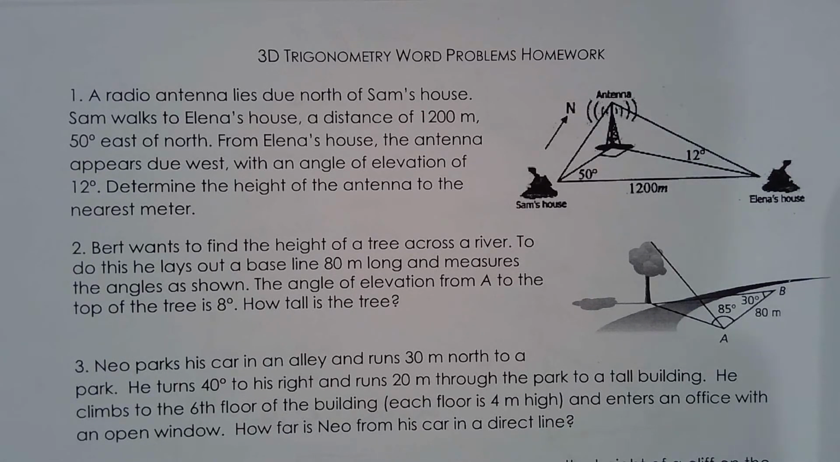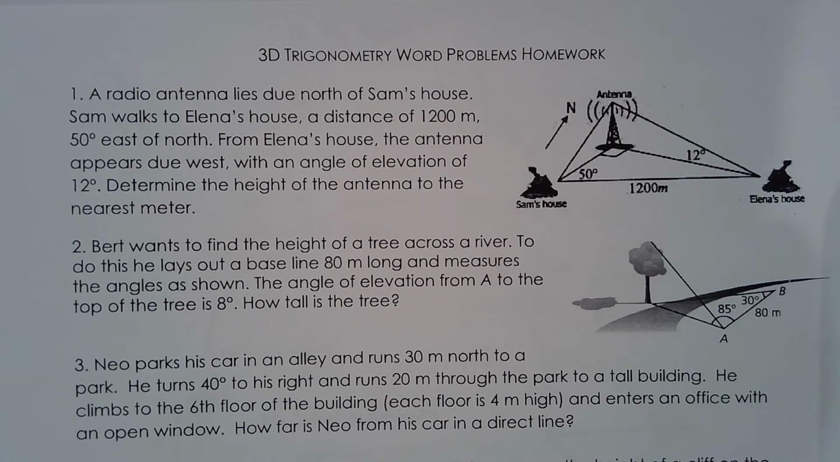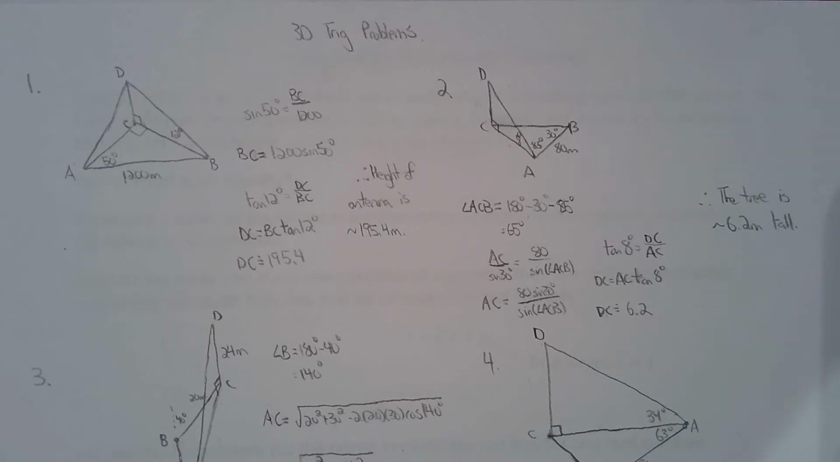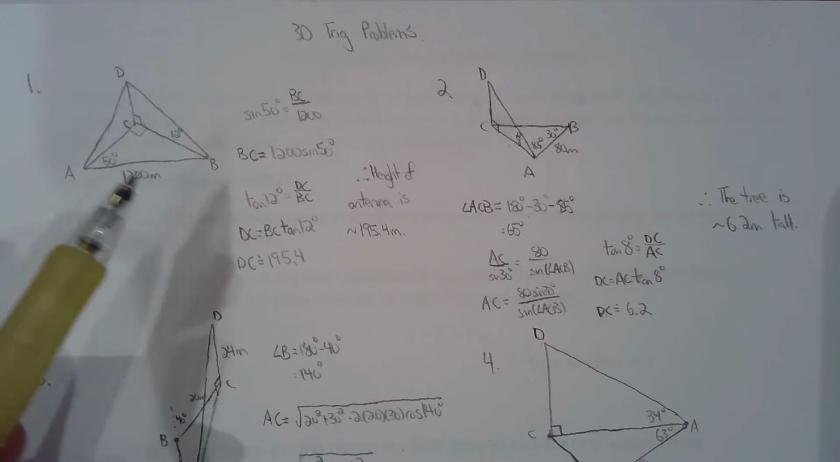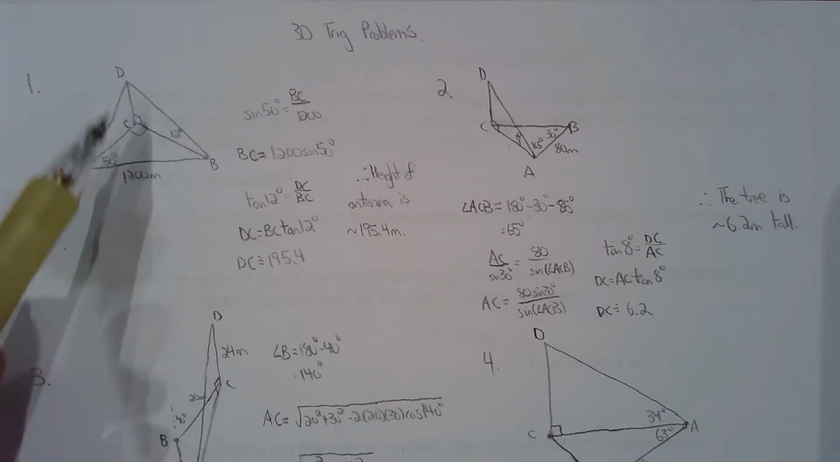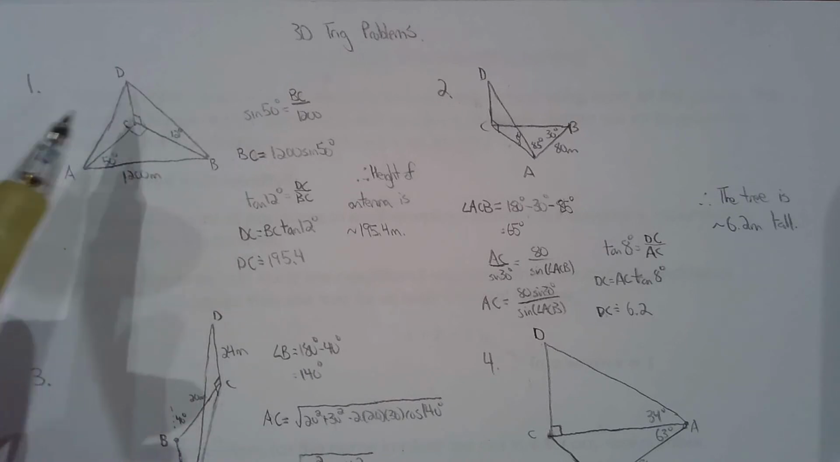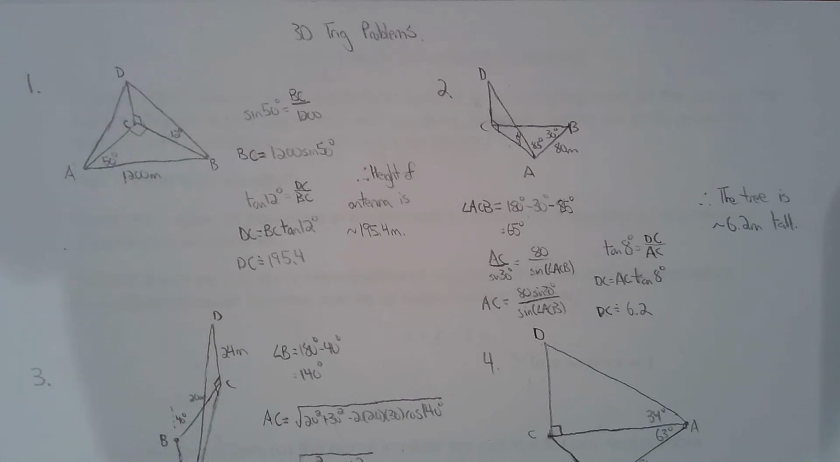In this video, we will take up the homework on 3D trigonometry word problems. The first question asks you to find the height of the antenna, and they give us a diagram. So my strategy was to solve for BC and then solve for DC. Because triangle ABC and triangle BCD are both right triangles, solving for BC and DC was pretty quick. You just got to use a correct trigonometric ratio. So yeah, that was question 1.